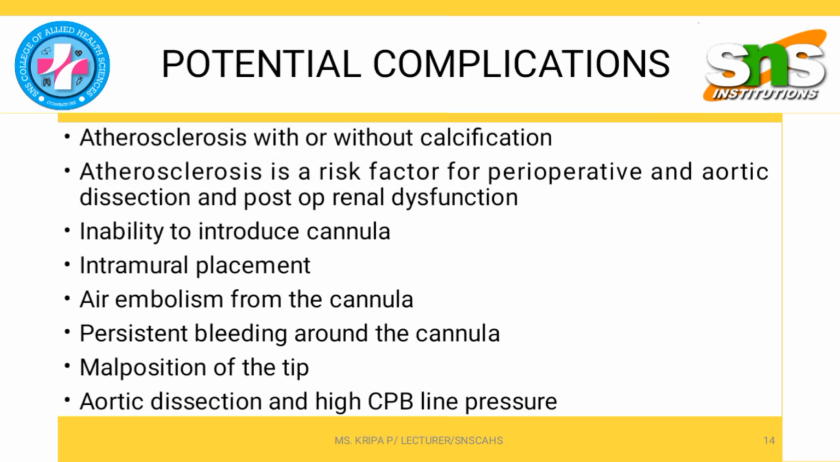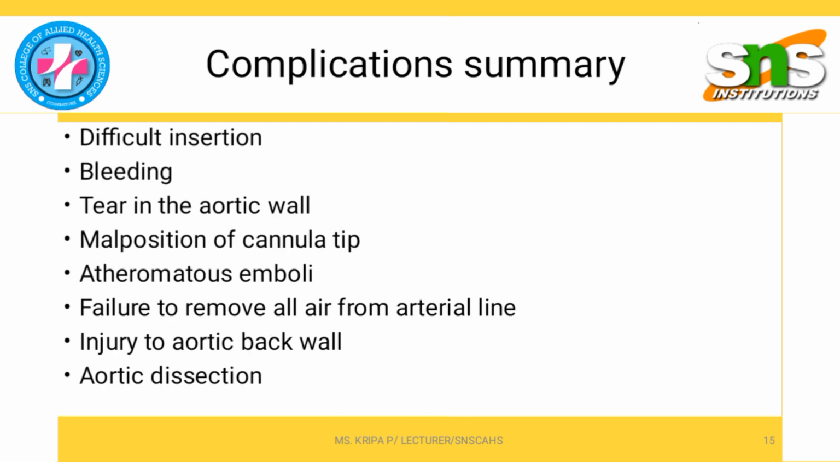The potential complications include atherosclerosis with or without calcification. Atherosclerosis is a risk factor for perioperative aortic dissection and post-op renal dysfunction. Others are intramural placement, air embolism from the cannula, persistent bleeding around the cannula, malposition of the tip, aortic dissection, and high CPB line pressure.